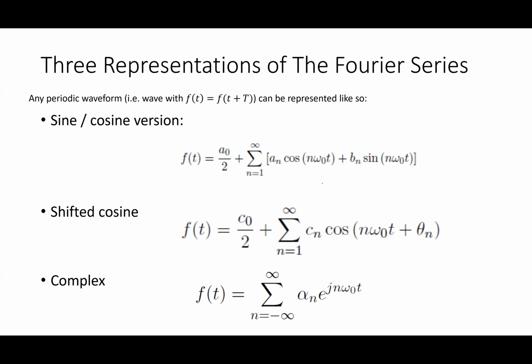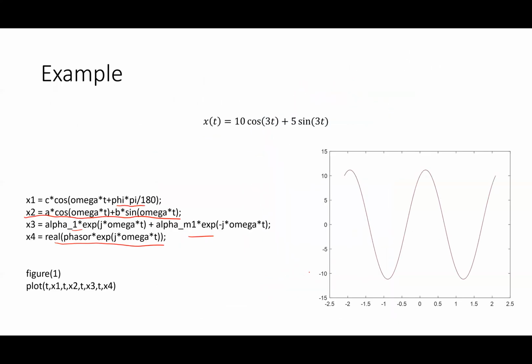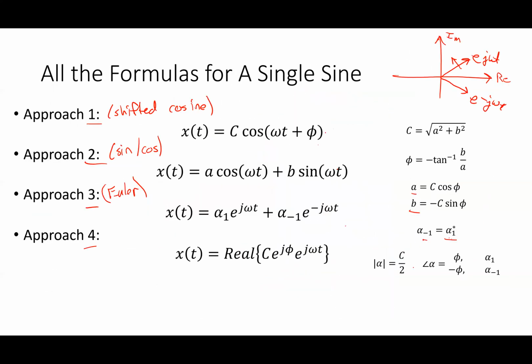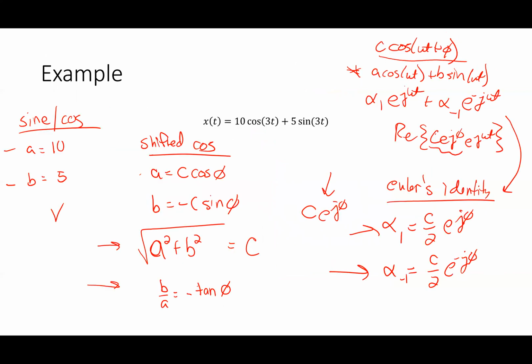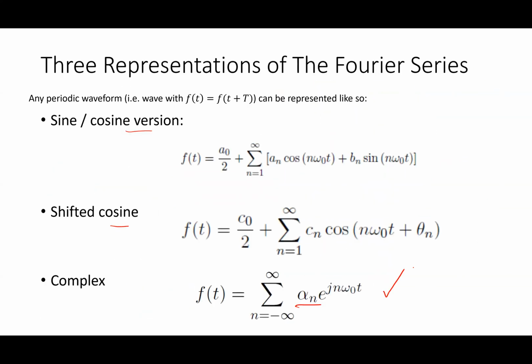The one that's used most commonly in ECE is this guy here, the complex form. There is also the sine cosine version and the shifted cosine version. You are only ever really going to solve for the alpha n values here, and then you're going to use these formulas that I gave you to relate the alphas to the A's, the B's, and the C's, because the calculus, as we'll see, is ugly for figuring out A, B, and C.